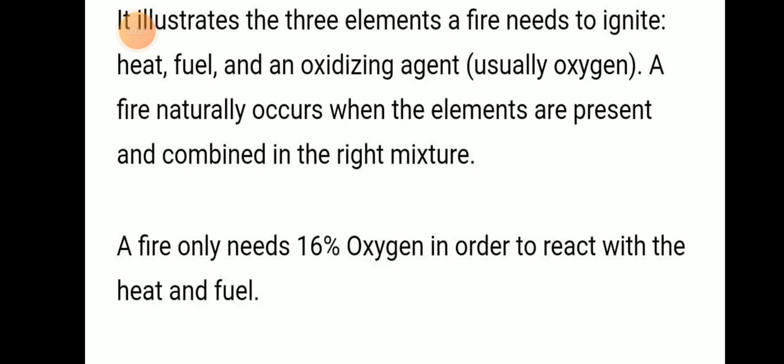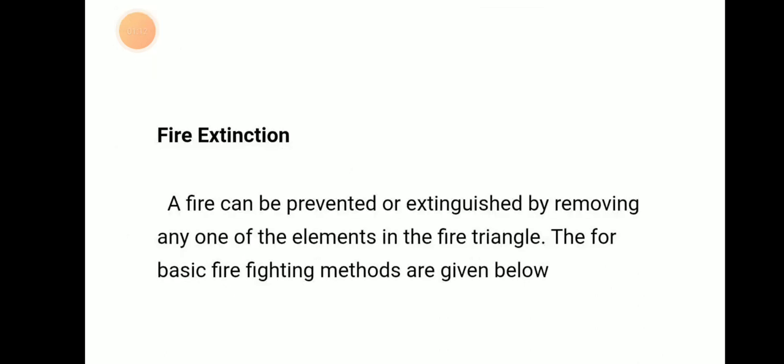So for a fire to ignite, it needs heat, fuel and an oxidizing agent. Usually oxygen is necessary. Fire naturally occurs when the elements are present and combined in the right mixture. A fire needs only 16% oxygen in order to react with heat and fuel. So in the atmosphere, if there is at least 16% oxygen, then fire can happen. When the heat and temperature are at the correct level and the oxygen is at 16%, the fire will happen.